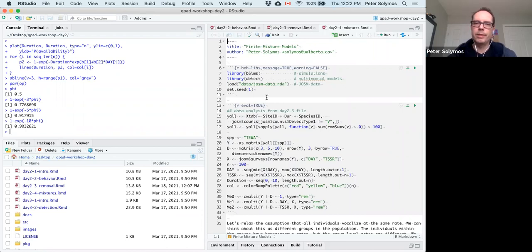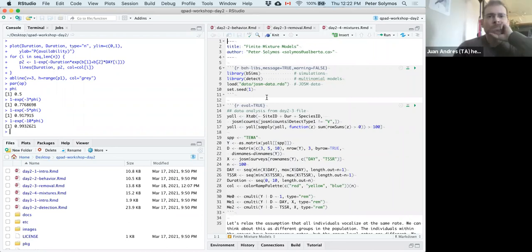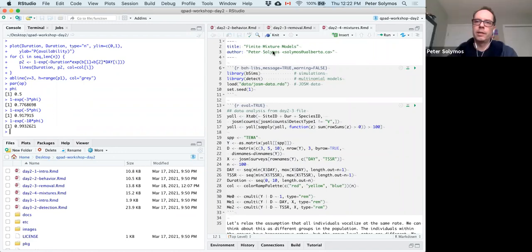So if you now open day 2, number 4, mixture models.